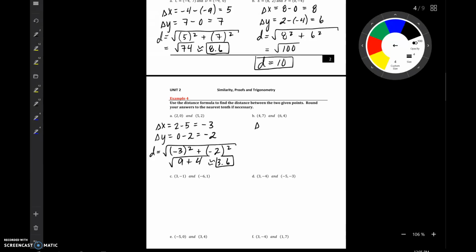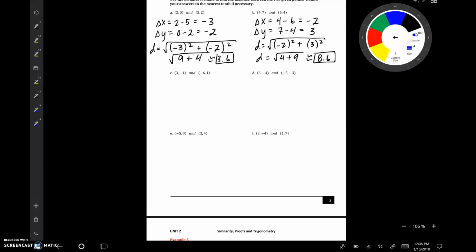All right. Part B, delta x. Changing my x values, 4 minus 6 gives me -2. Changing my y values, 7 minus 4 gives me +3. So now here we have a difference where one's negative, one's positive. Does not matter. Delta x squared plus delta y squared, and it'll be the same distance as part A. Because I get the square root of 4 plus 9, and we just showed that that was equal to 8.6.